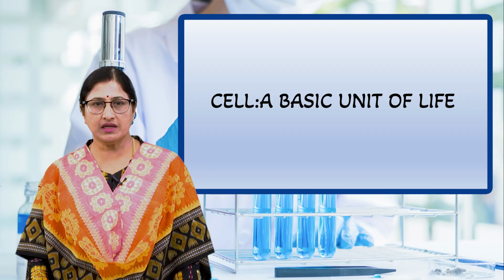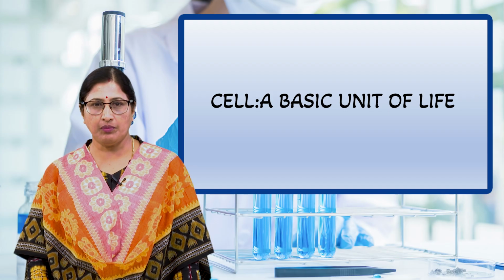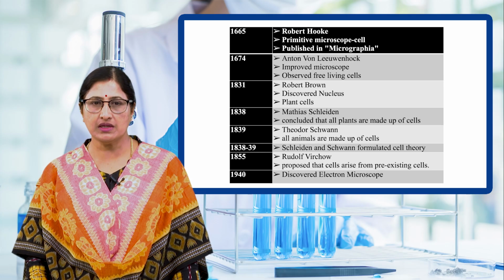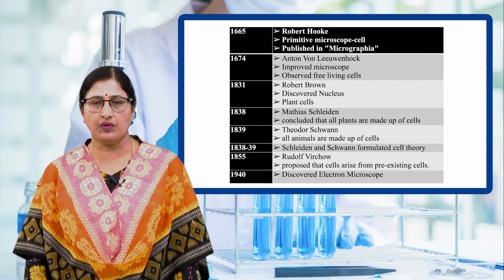In the year 1665, Robert Hooke observed cell in his primitive microscope and published the same in his book Micrographia. In the year 1674, Anton von Leeuwenhoek proposed improved microscope and observed free living cells. In the year 1831, Robert Brown discovered nucleus in the plant cells.